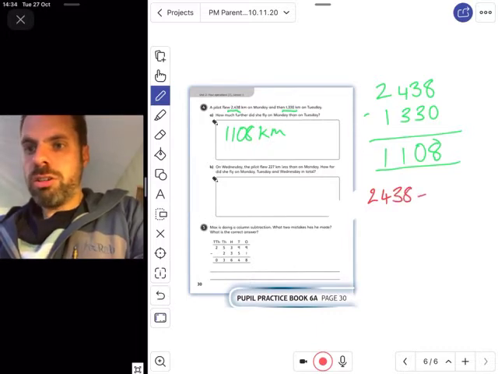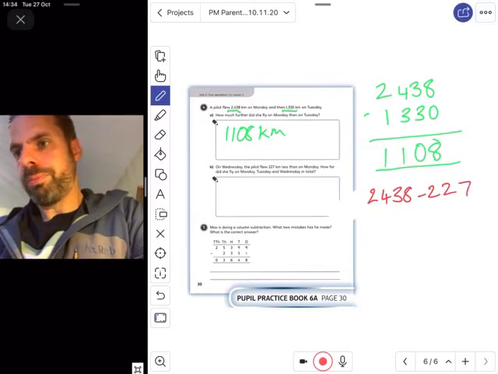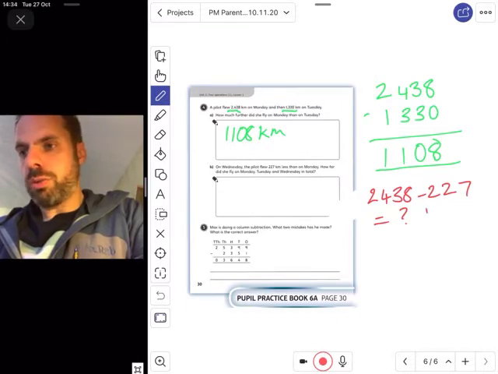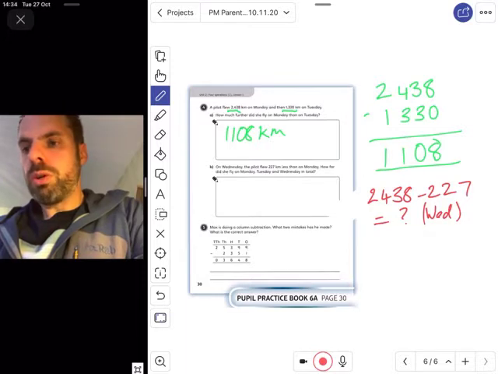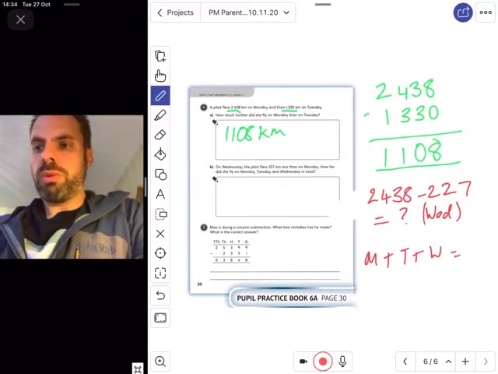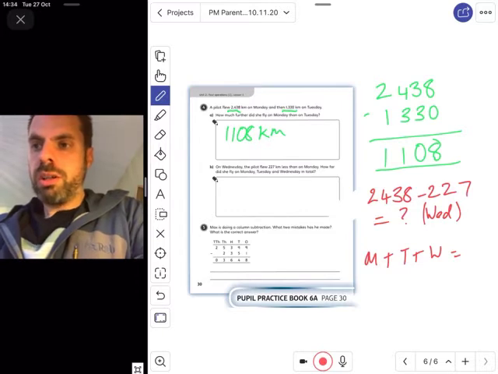which is 2,438 subtract the 227. Once we get the answer to that, because that's Wednesday of course, we'll also need to add together Monday plus Tuesday plus Wednesday. So that's what we'll need to do. So there's 2 steps with that one. So let's do this one.